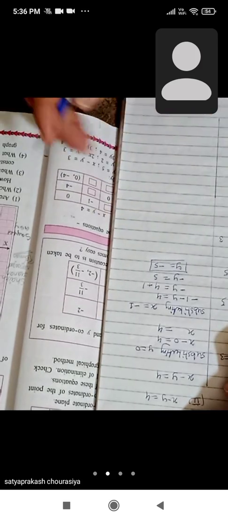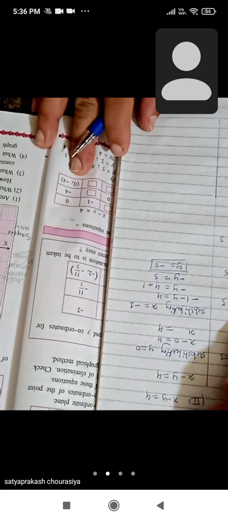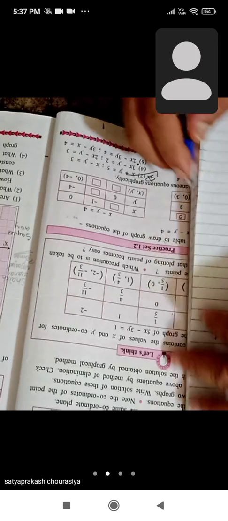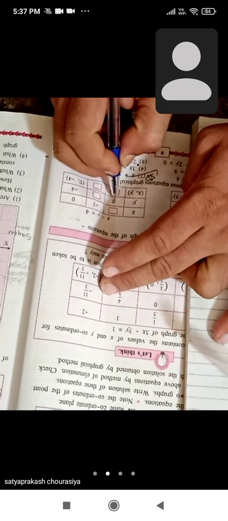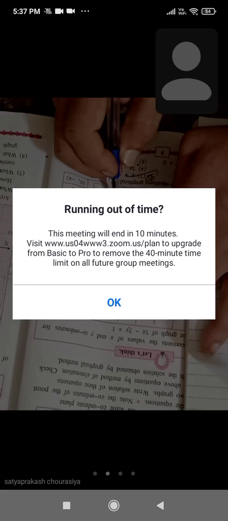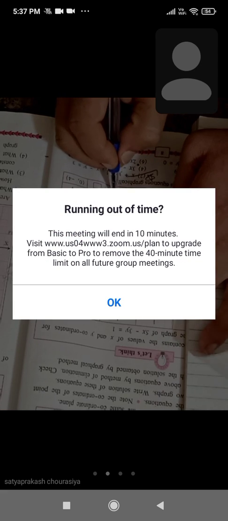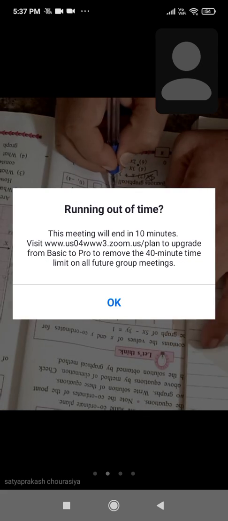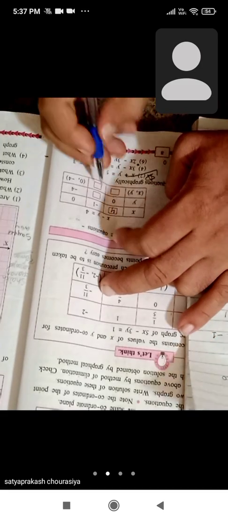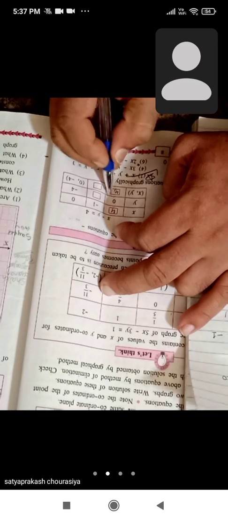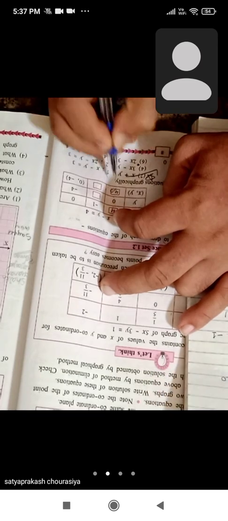The next value is already given, 0 and minus 4. Now here we have to fill the boxes. Now x value is equal to 4 when y is equal to 0. जब y की वैल्यू कितनी थी 0, तो x की वैल्यू कितनी मिली 4. So here you will write in ordered pair 4 comma 0.